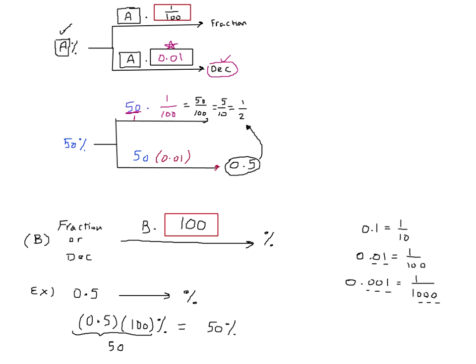Point... 1 over 1,000? 0.01. That's the factor, 0.01. Oh, 0.001? Not 0.001, 0.01. 1 over 100 is the same as 0.01. That's all you have to remember. So the factor to convert to decimal is 0.01. The factor to convert to fraction is 1 over 100.